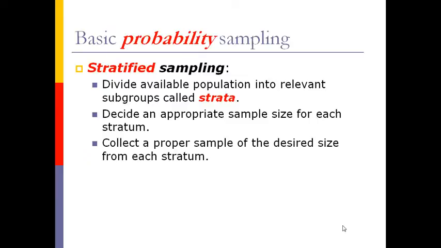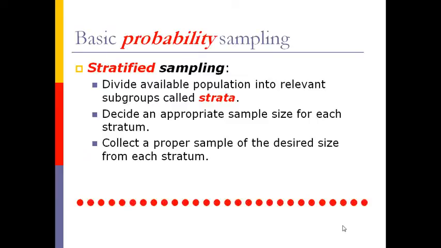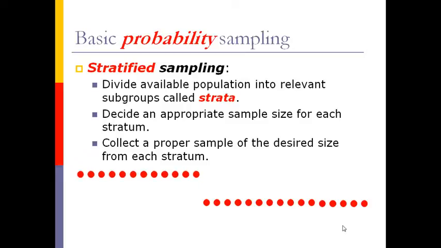Okay, confusing? Let me give you a visual. Let's say this is our available population, not a sample. Those are the people that we can draw from. And let's say we want to make sure that we get some people from that subgroup, and some people from the middle subgroup, and some people from the last subgroup. So we identify those three subgroups, and we select in some proper random way, maybe putting the names in a hat or doing a systematic sampling, some people from the first group, some people from the second group, and some people from the third group.